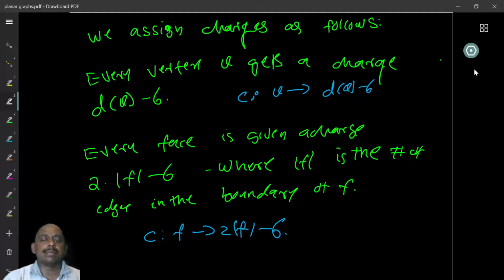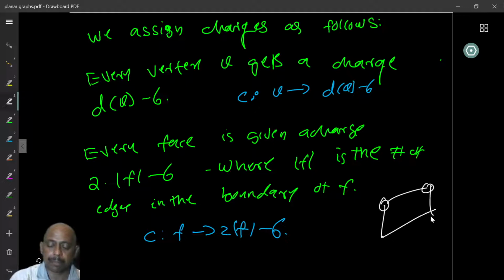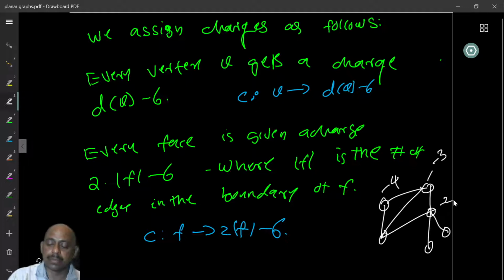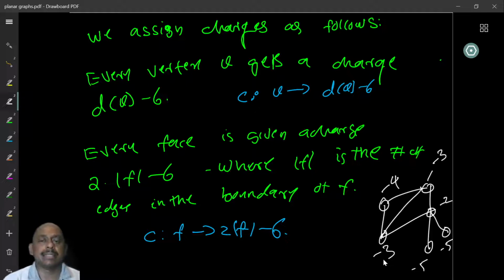Now what we do is that once we have this embedding, we assign charges to the vertices and faces as follows. Given a graph, we look at every vertex and say that this vertex gets a charge equal to its degree minus 6. So this vertex is degree 3, so therefore it will get minus 3 charge. This was vertex degree 2, therefore it will get 2 minus 6, which is minus 4. Here I will get 4 minus 6, which is minus 2, 1 minus 6 is minus 5, 5, and minus 3. So all the vertices get a charge, its degree minus 6.